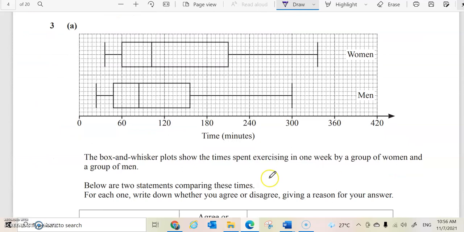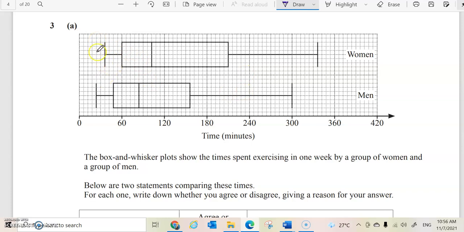Okay, the box and whisker plots show the time spent exercising in 1 week by a group of women and a group of men. Below are 2 statements comparing these times. Okay, for each one, write down whether you agree or disagree, giving a reason for your answer. Okay, so for this one, kita tengok. Starting kena ingatlah ni box plots, apa value-value dia kat sini.